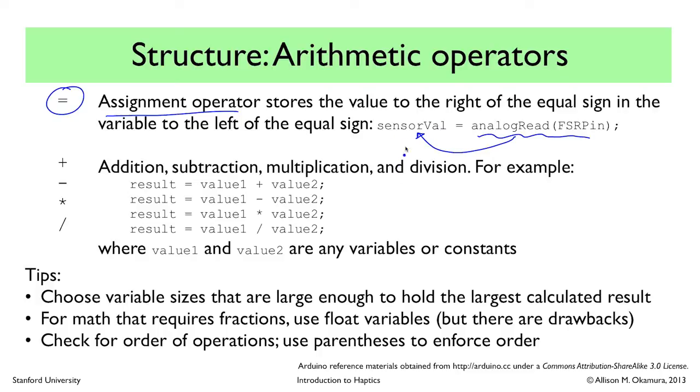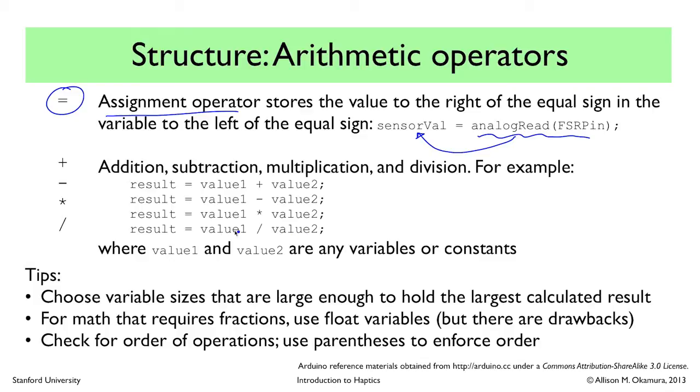Now you can use this assignment operator not only to take information that you get from a function like this analog read function, but you can also use it in a variety of operations like addition, subtraction, multiplication, and division. So here are a bunch of examples where some variable called result is either an addition, subtraction, multiplication, or division of value 1 and value 2.